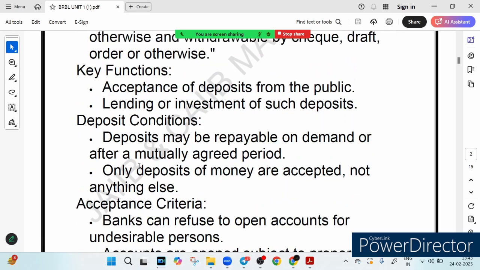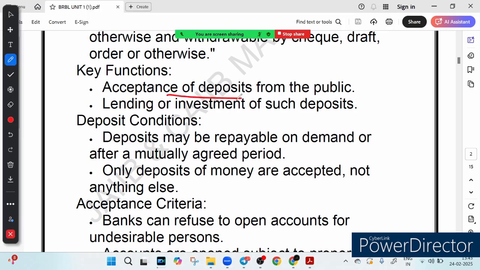You might use a bank every day, but have you ever wondered what they actually do behind the scenes? So the first thing they do is the acceptance of deposits from the public. When you deposit money into your bank account, the bank is basically holding onto it for you. That is their main job. They keep your money safe until you need it. Banks accept deposits from the public, which is why we trust them with our savings.